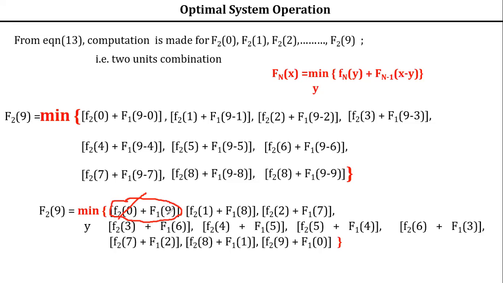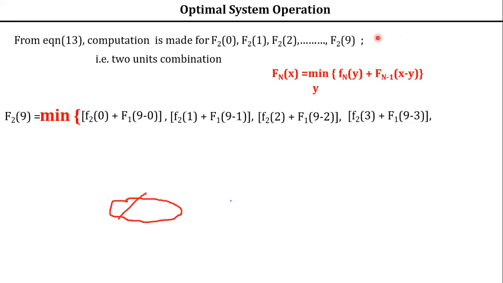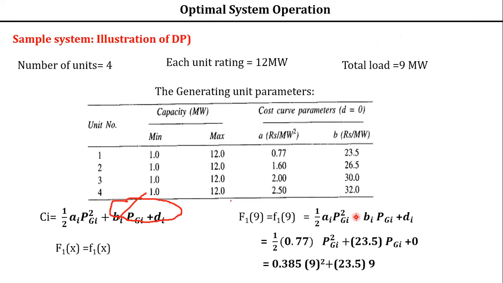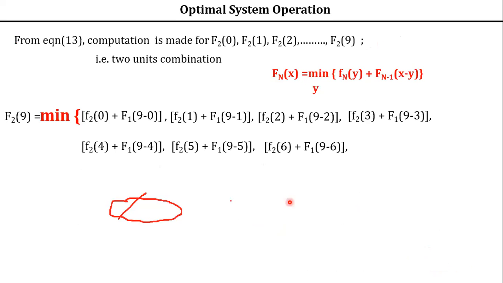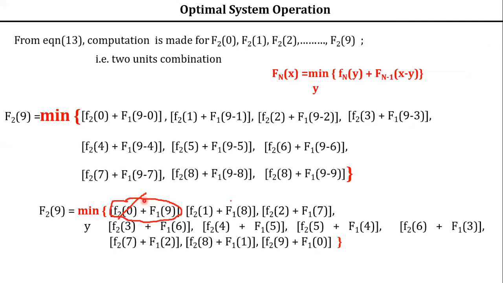So we want the value of F1 of 9. What is the value of F1 of 9? Already we have found that one in the earlier slide, isn't it? That is 242 point something. If I go back, I will show it to you. You see here, this is your F1 of 9. We got 242.685. Remember this one. That itself is your F1 of 9. This combination value we already got. So the first value is 242.685.